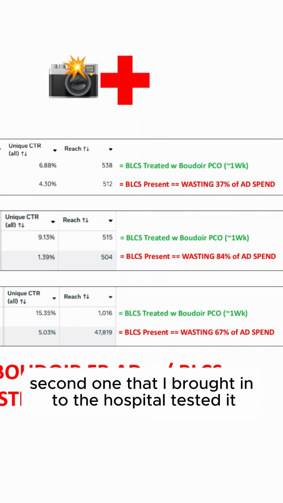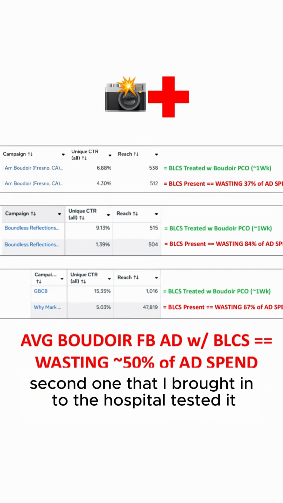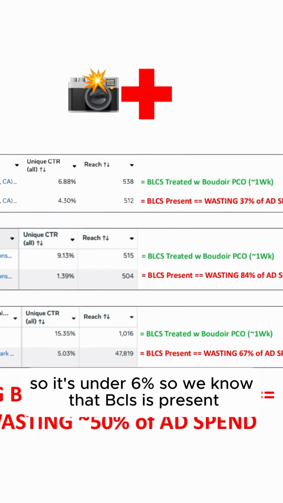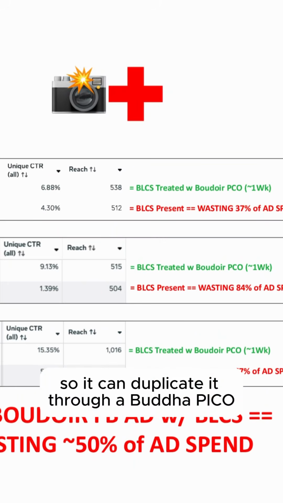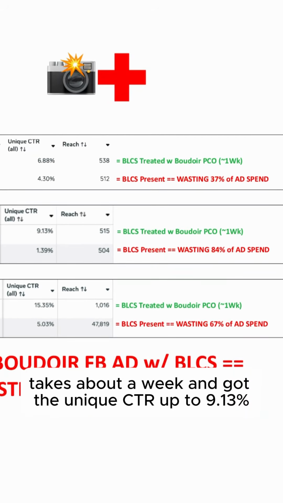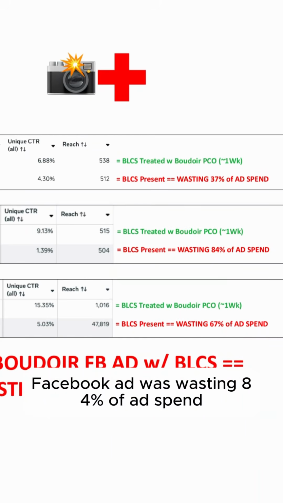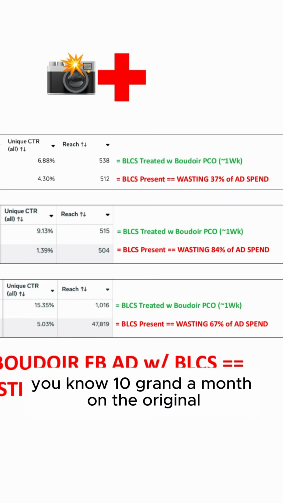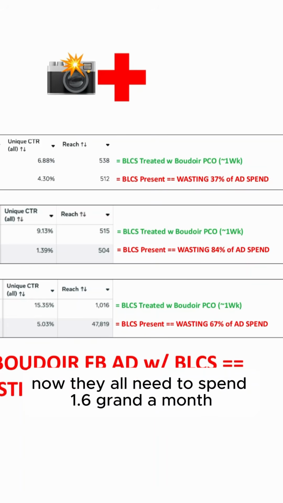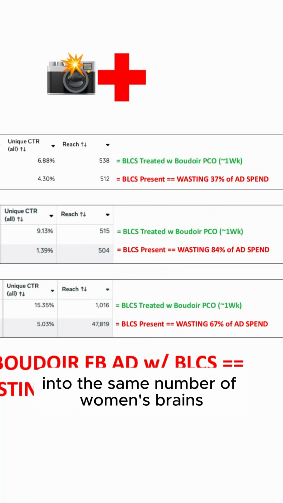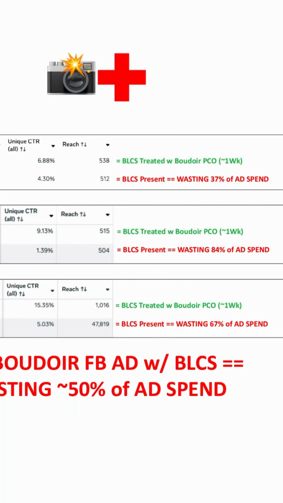All right, the second one that I brought into the hospital, I tested it and found the unique CTR was 1.39%. So it's under 6%, so we know BLCS is present. So we duplicated it, treated it with Boudoir Pico, it takes about a week, and got the unique CTR up to 9.13%. So we found out the original Boudoir Facebook ad was wasting 84% of ad spend. And when that happens, if they're spending 10 grand a month on the original, now they only need to spend 1.6 grand a month with the Boudoir Pico treated ad and get their ad into the same number of women's brains in both scenarios.